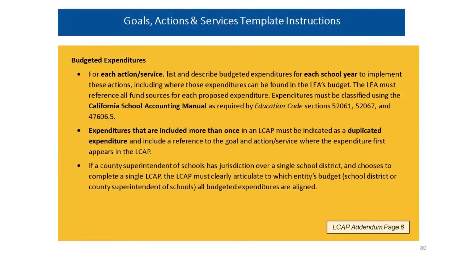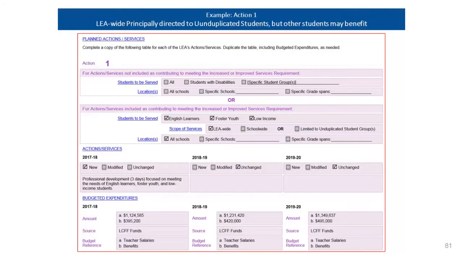Expenditures for each action are listed for each year. Expenditures must include the funding source and the budget classification. If the same expenditure is included in more than one action, it must be indicated as a duplicated expenditure and include a reference indicating where else it is included in the LCAP. This slide shows how expenditures are reported.